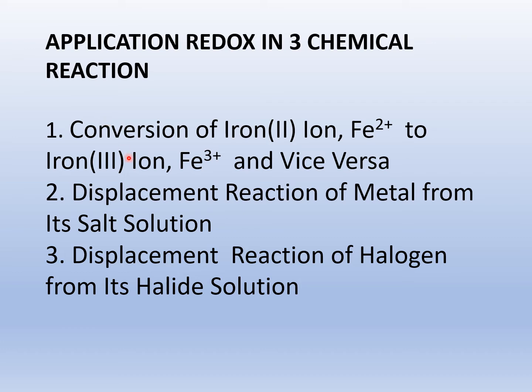go through 3 chemical reactions where the application of redox is applied. Number 1, conversion of iron 2 to iron 3 and vice versa. Number 2, displacement reaction of metal from its salt solution. And number 3, displacement reaction of halogen from its halide solution. Okay, halogen, elemen dalam group 17, halide, solution yang ada ion daripada group 17, which is chloride, bromide, iodide.